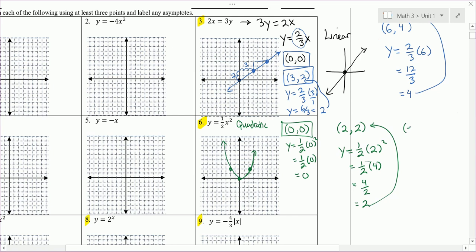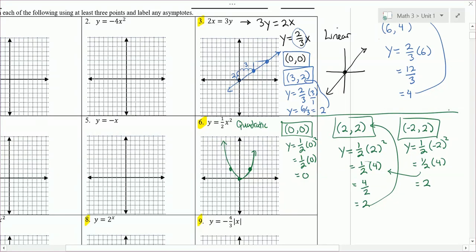If you plug in -2 for x, you're going to get y is 1/2 times -2 squared. Be careful to have that -2 inside the parentheses. We want to square all of that. When you square -2, you end up with +4, and that's exactly what we had here. So we end up with the same result of 2. And so those are our 3 points that give us a nice sketch of that quadratic in 6.